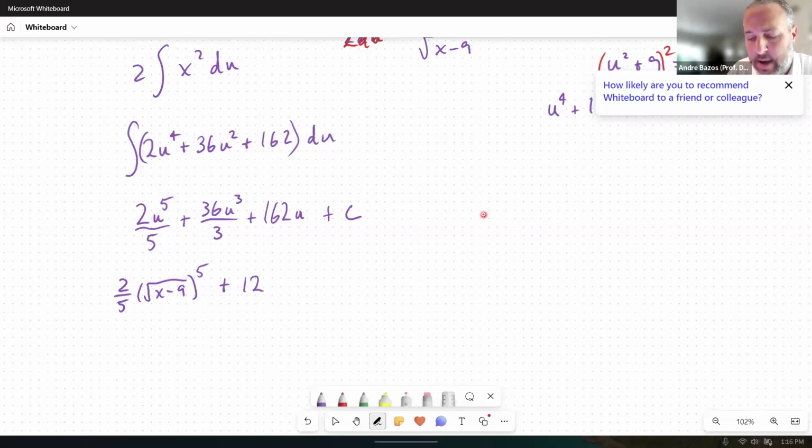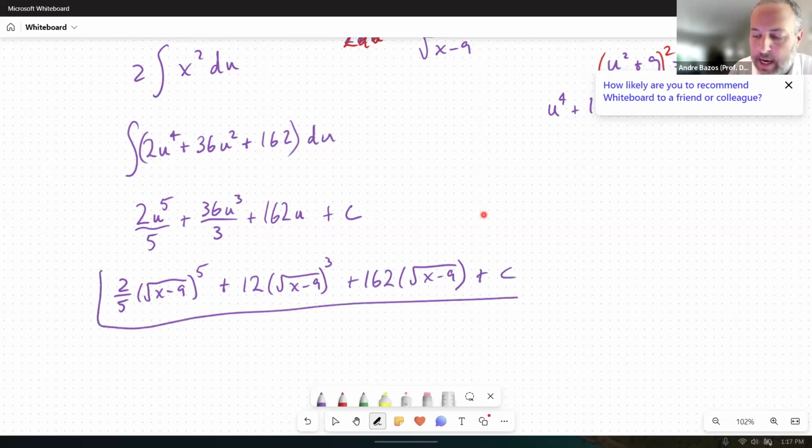It is 12. 12 and u cubed. That would be square root of x minus 9 to the 3rd power plus 162 times the square root of x minus 9. So if you did it with plus c, then there is my answer.